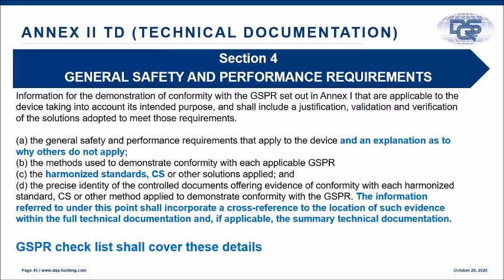This is the GSPR checklist. These are the general safety and performance requirements, all those 23 requirements, which need to be provided. The critical thing to note here is the explanation as to why others do not apply. Whenever you have an inapplicable requirement within GSPR, you need to clearly explain why it is not applicable to you. And solutions applied to demonstrate compliance, harmonized standards or common specifications, what is being used to demonstrate compliance towards GSPR, that needs to be provided.